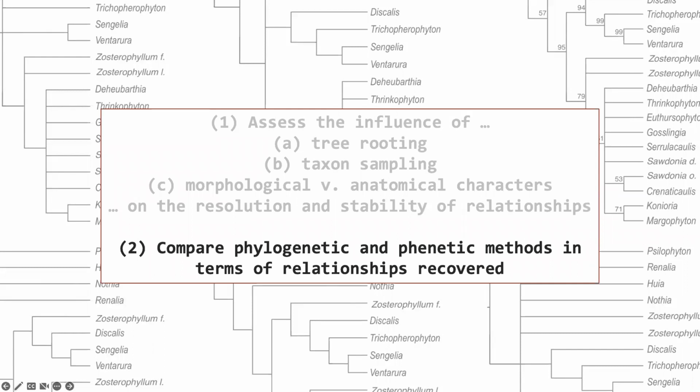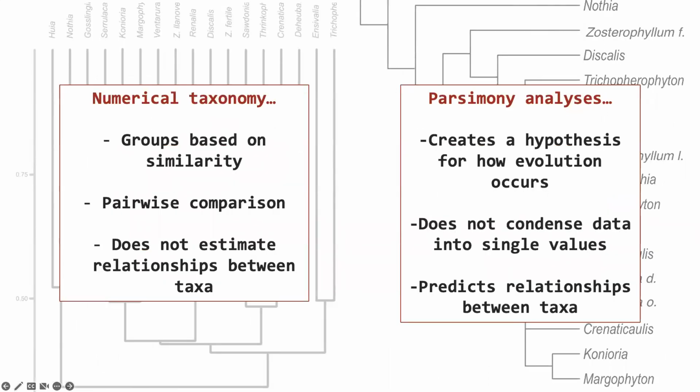And so finally, let's compare phylogenetic and phenetic methods in terms of the relationships that we recover. And so for those of you who may not be familiar, phenetic methods, those traditional numerical taxonomy methods, differ theoretically from phylogeny, namely because while in phylogeny, we're able to predict relationships and create a hypothesis as to how evolution occurs, numerical taxonomy can only assess and group taxa by their measure of similarity.